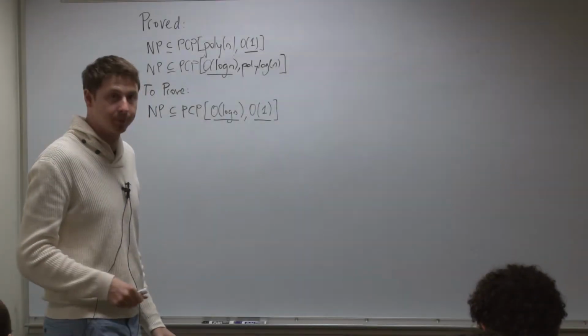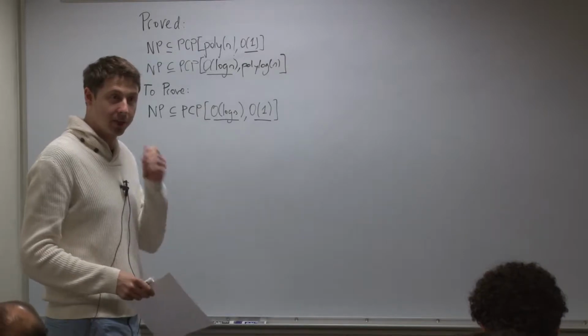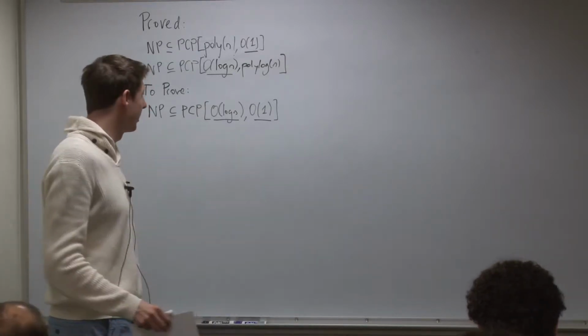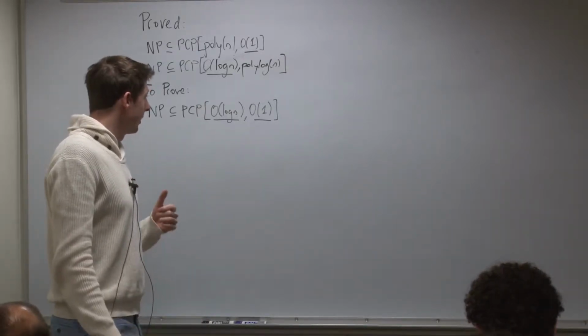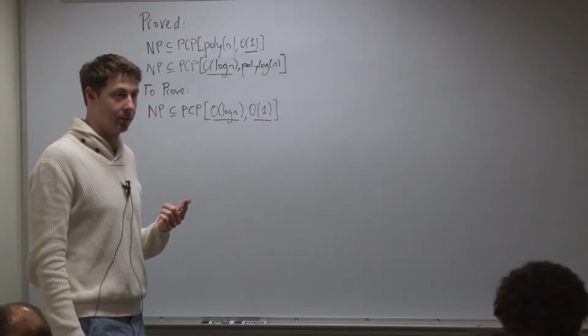We looked at using probabilistically checkable proofs to prove hardness of approximation results. Okay, in particular, we looked at proving hardness of approximation for max independent set and max 3 set.